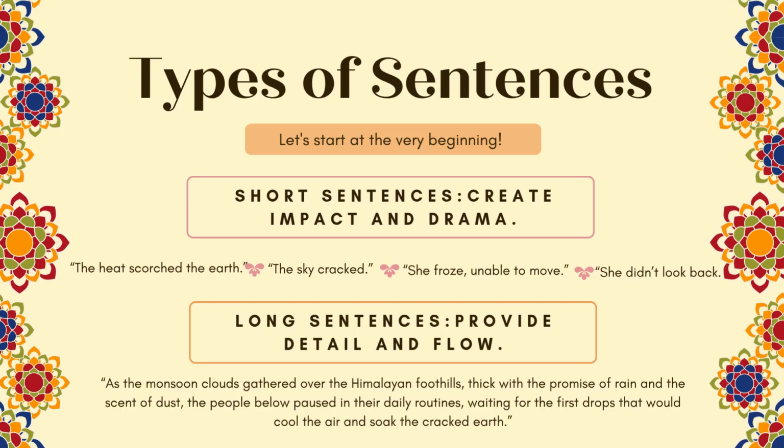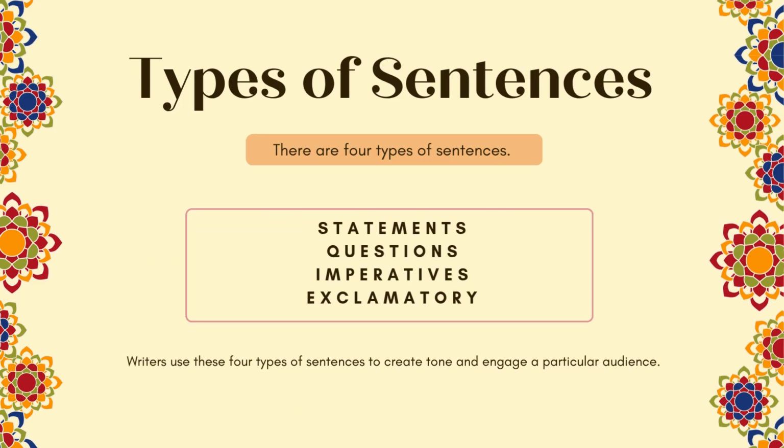Here's a long sentence. As the monsoon clouds gathered over the Himalayan foothills. It builds a vivid image. Now, here's a short one. The sky cracked. Simple, powerful. There are 4 types of sentences. Knowing how and when to use each one helps you shape tone and structure.